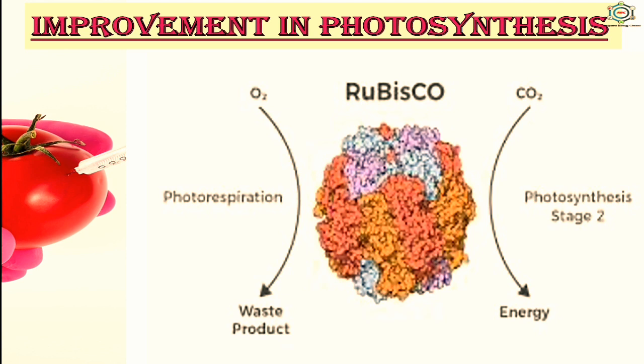It is now possible to isolate the Rubisco gene, modify it accordingly, and reinsert it into the plant to minimize the loss due to photorespiration. One such gene controlling the Rubisco enzyme has been transferred from pea plant to tobacco plant to increase the photosynthetic process and give high leaf yield. So this is improvement in photosynthesis.